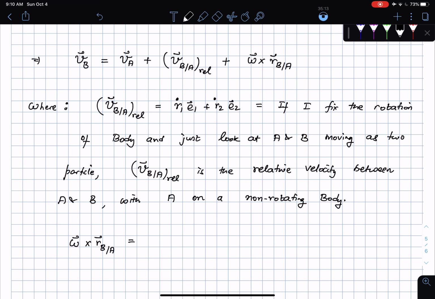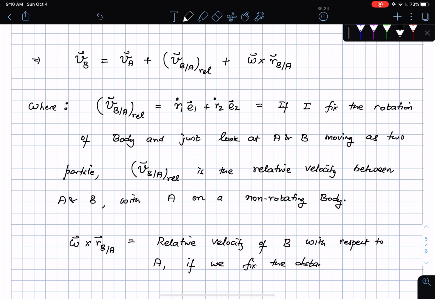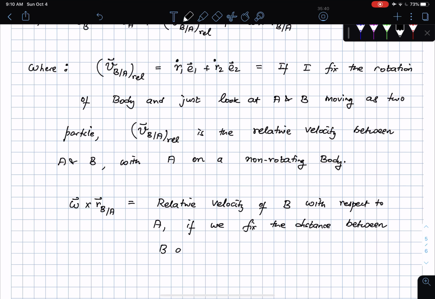This is just the angular velocity of B with respect to A. Okay, so this is the relative velocity of B with respect to A if we fix the distance between B and A to remain constant. So you see, this is some kind of a velocity that comes due to the rotation of the body.